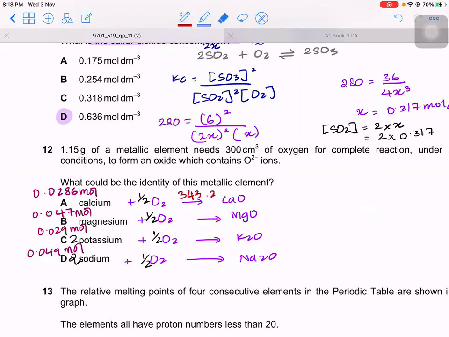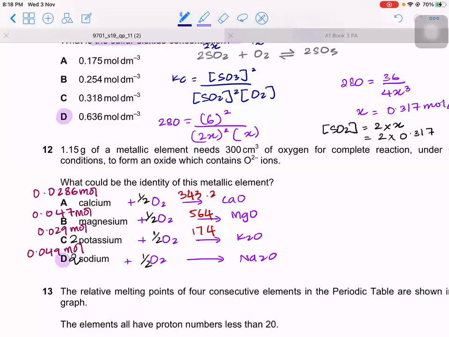That can't be the answer. And when you check for B, again, the volume comes out to be 564 cm3. When you check for this, it comes out to be 174 cm3. With sodium, the volume comes out to be roughly 300. The answer, therefore, is D.